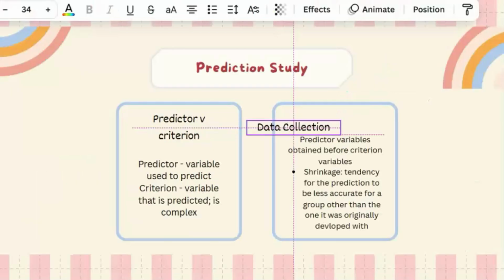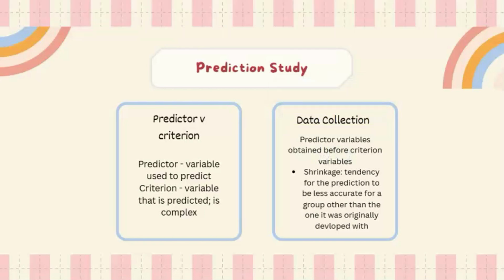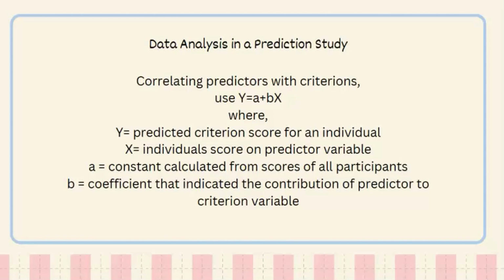So next we have what is called a prediction study. We have a predictor, which is a variable that is used to predict, and then a criterion, a variable that is predicted. Predictor variables are obtained before criterion variables. When we're analyzing the data from these studies, we're using the formula y equals a plus bx, and here's what each of those variables stands for.